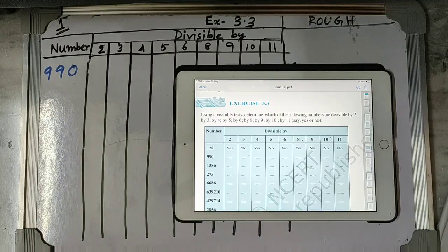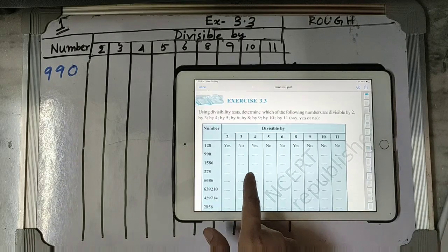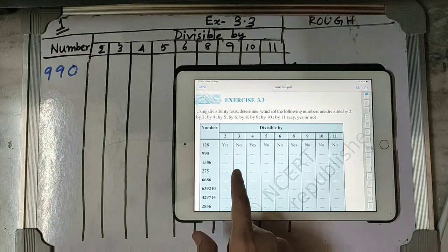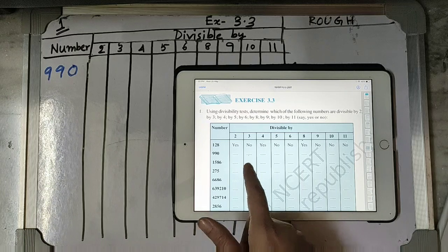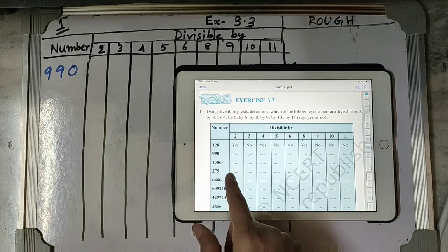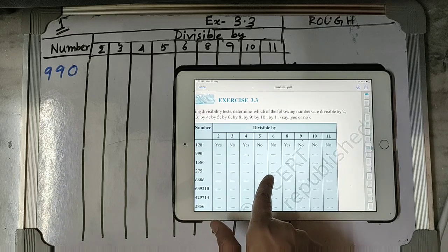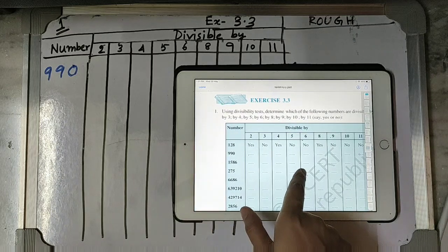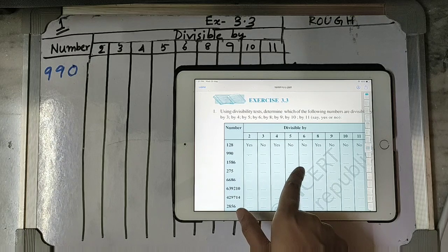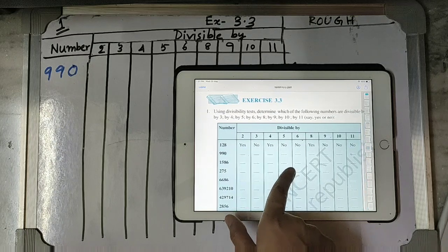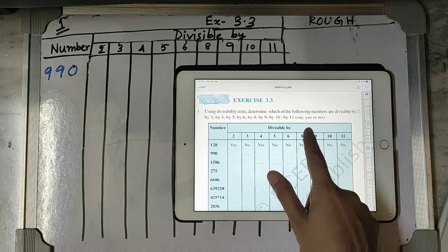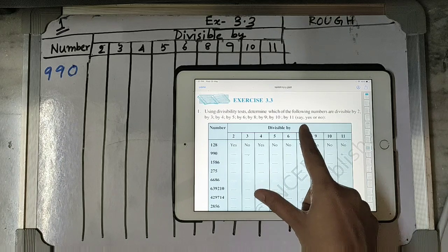Hello students, today we are going to start our new exercise 3.3 of chapter 3, Playing with Numbers. In question number 1 it is given: using divisibility tests, determine which of the following numbers are divisible by 2, 3, 4, 5, 6, 8, 9, 10 or 11. Here it is written, we have to write only yes or no.